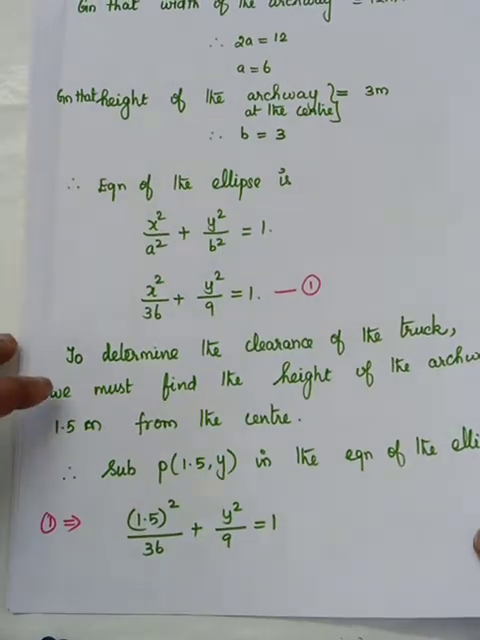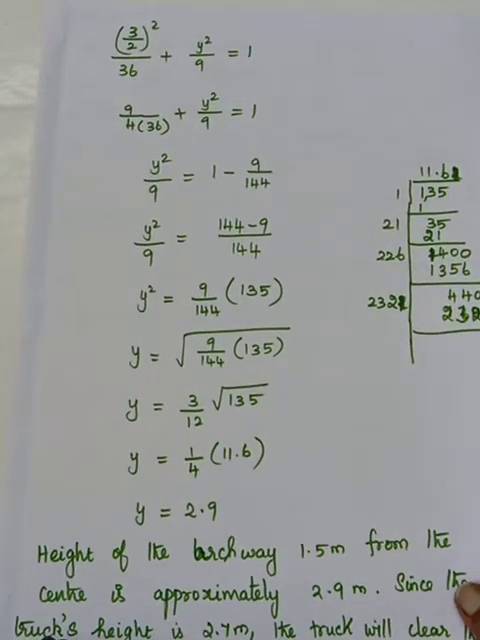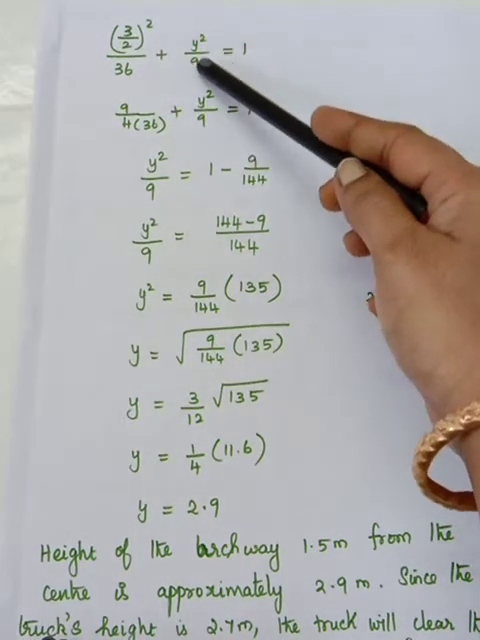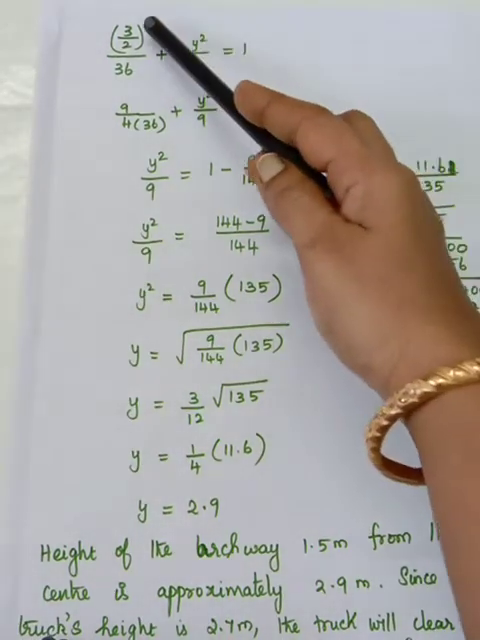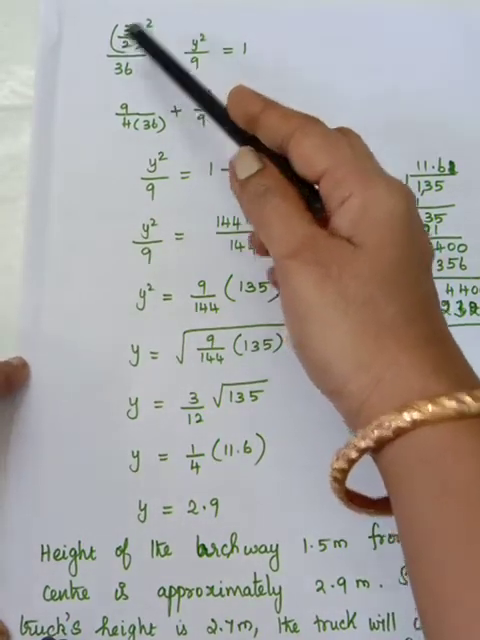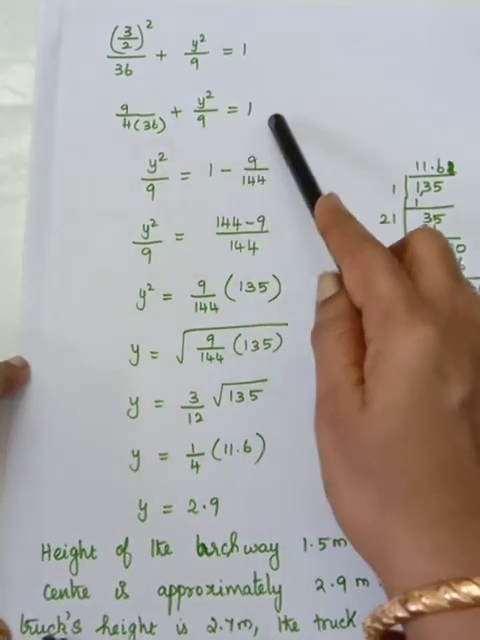Okay, 3 by 2 is nothing but 1.5. So here, (3 by 2) the whole squared by 36 plus y squared by 9 is equal to 1. So when you square, 3 squared is 9, 2 squared is 4. So 9 by 4 into 36 plus y squared by 9 is equal to 1.